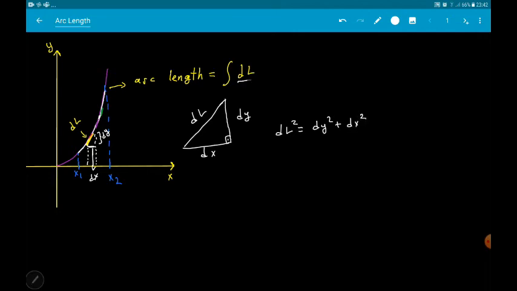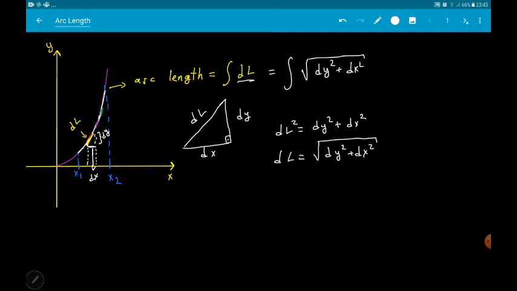Now in the integral we have dl alone, so we need to get rid of that square. So we will write the whole expression under the square root sign, and we will have dl alone. And now we can substitute it in the formula. Now the integration sign, square root of dy squared plus dx squared, and the borders of our integral are going to be from x1 to x2 as we try to find the length of the curve from x1 till x2.